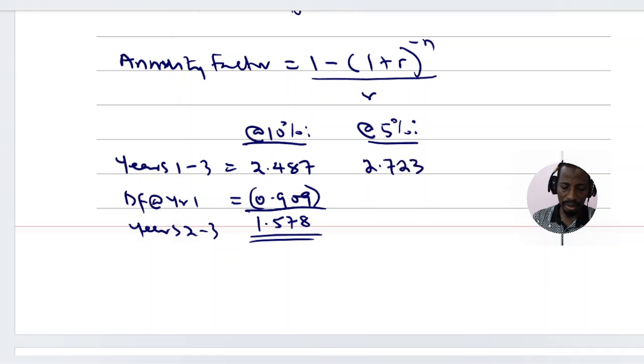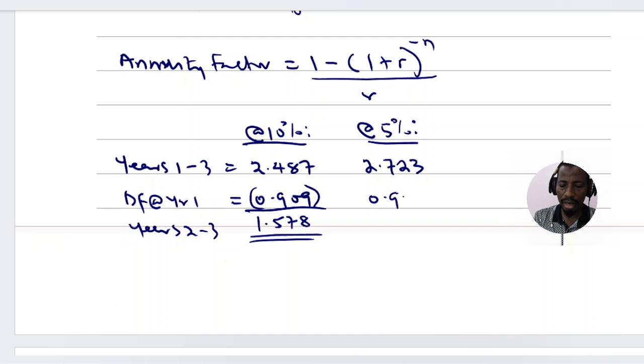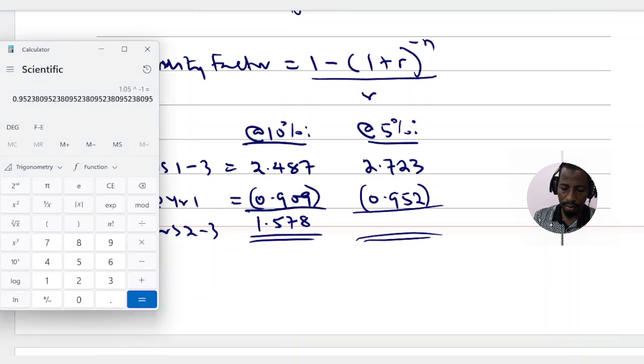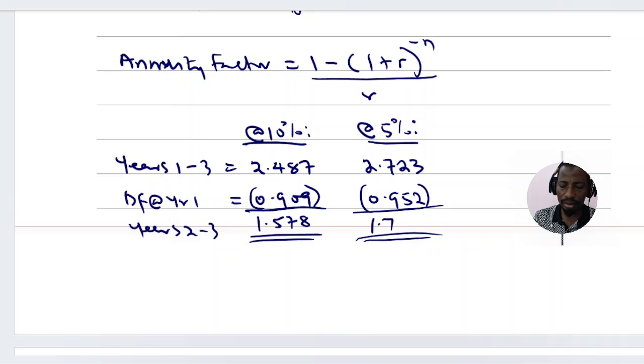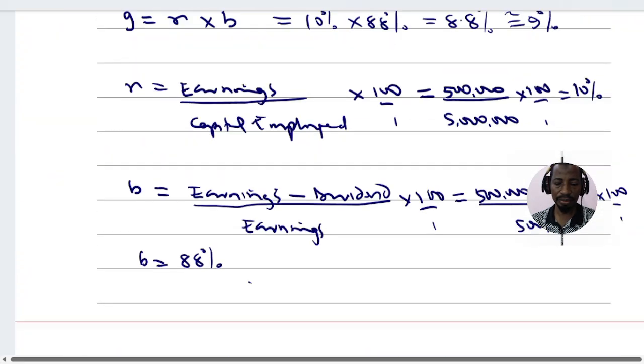2.723. So I need to calculate the discount factor for year 1 at 5%. So 1.05 raised to power 1, that's 0.952. So 2.723 minus 0.952 equals 1.771. Okay, so that's the annuity factor of years 2 to 3. Okay, so let's continue.